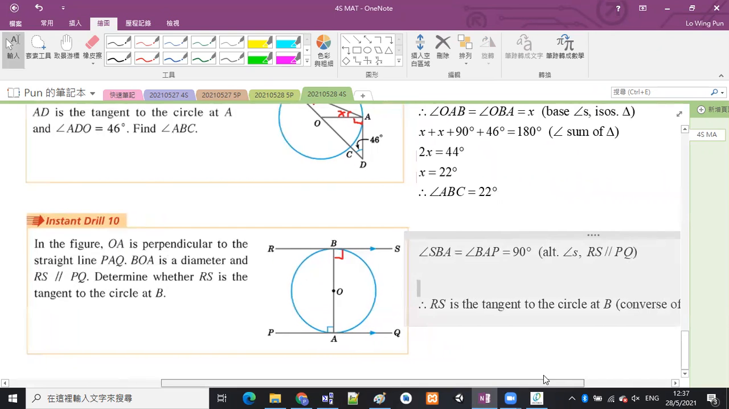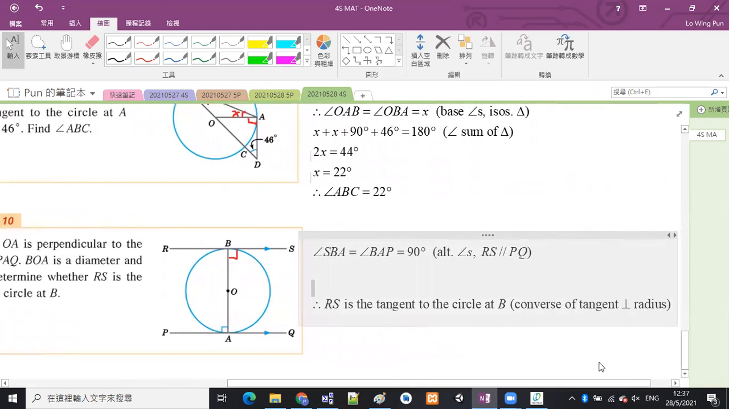Okay. So that is like this. Are you correct? Basically, just two lines. And then ID 11.